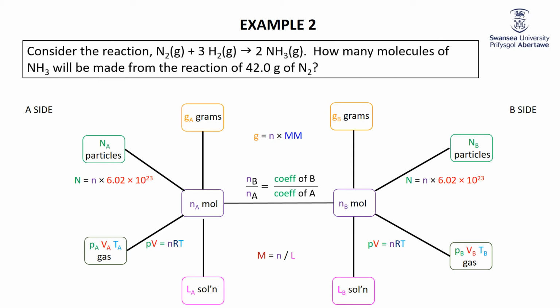Example 2, consider the reaction N2 plus 3H2 goes to 2NH3. Pause and check that's balanced. How many molecules of NH3 will be made from the reaction of 42 grams of N2?